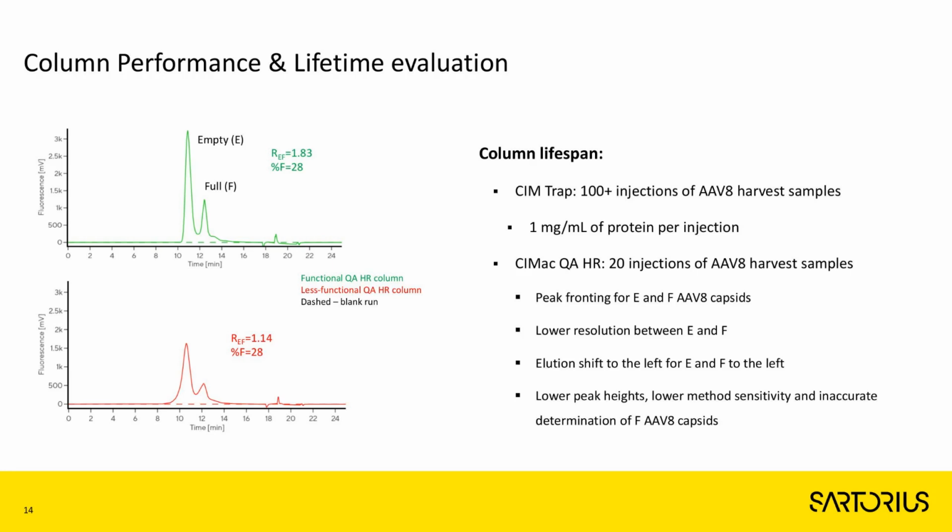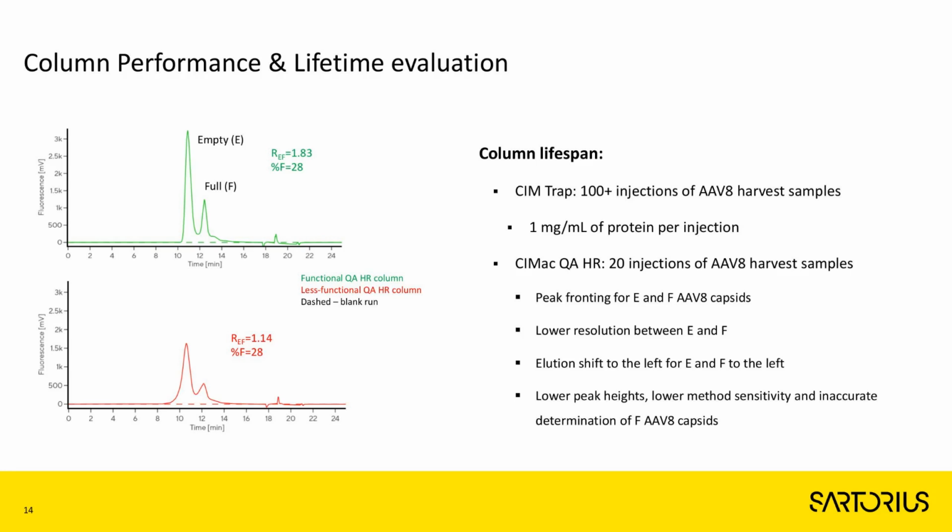Further, we've also tested how the system performs with repeated injections of such complex samples. So we've done column lifetime evaluation for both of the columns used. And we've concluded that for the first column, the column that sees the dirtiest sample, we've done over 100 injections of the AAV harvest sample, which all had at least 1 mg/ml of the protein per injection, and haven't observed any loss of performance from it.